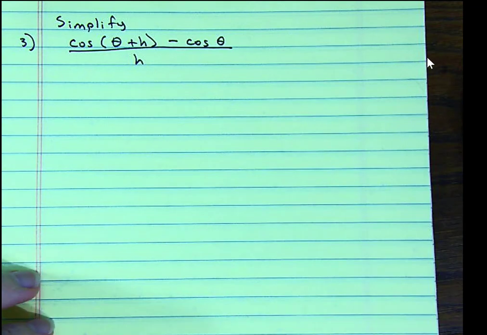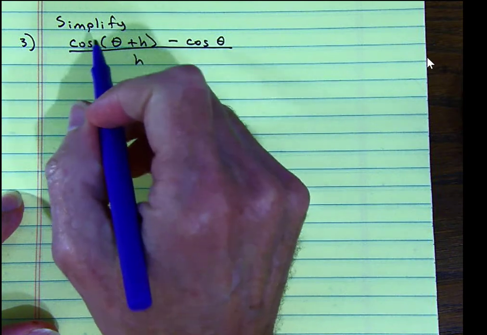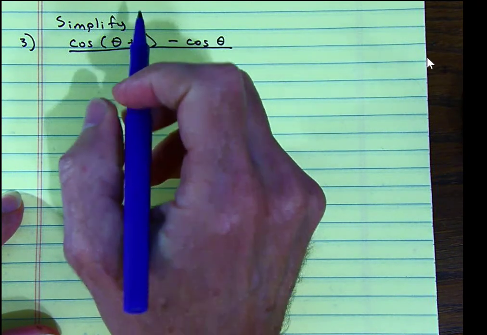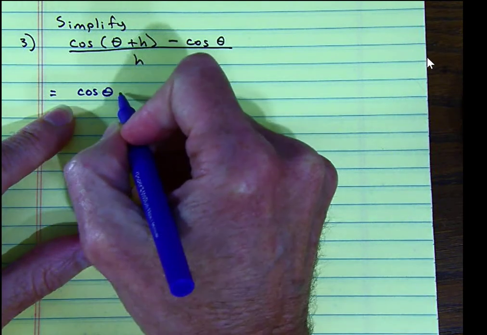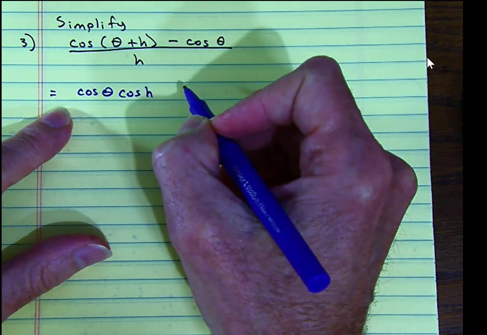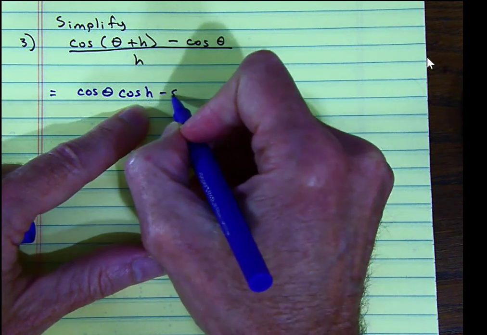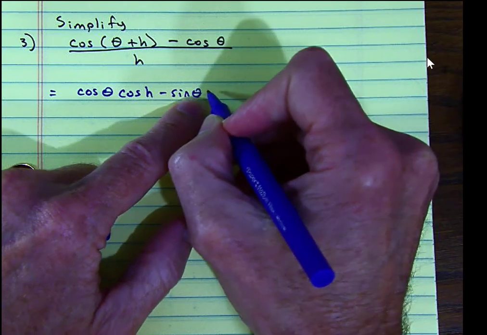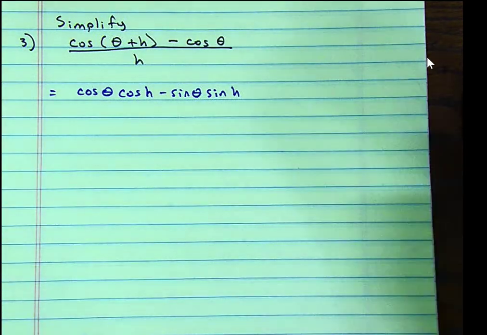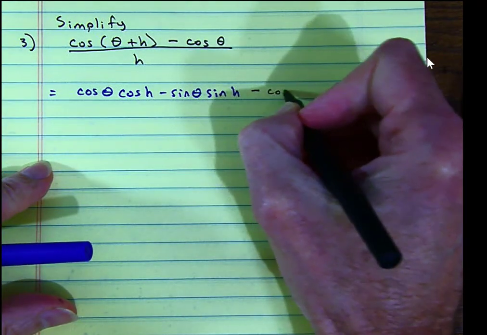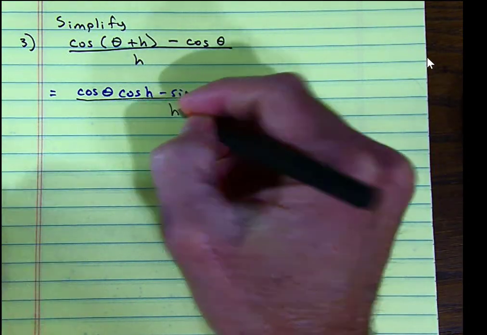Let's simplify this. So we do have an angle plus an angle, and that we can simplify if we use the angle sum identity for cosine. So that's going to equal cosine theta, cosine h, minus sine theta, sine h, and then that is minus cosine theta. All this is over h.